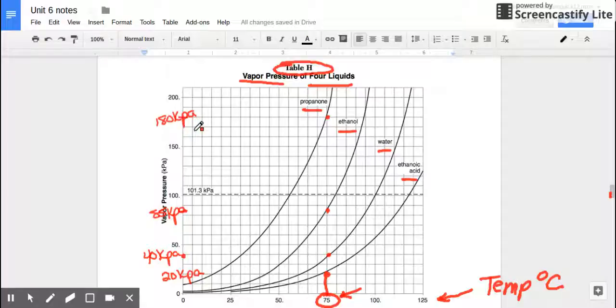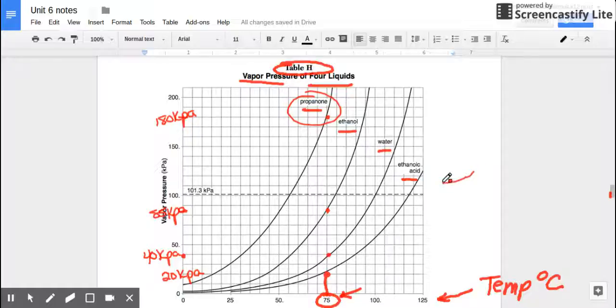So which one is going to evaporate the easiest? Propanone, because it has the highest vapor pressure. The more vapor pressure you have, the more molecules you have in that space above the water. The other thing that they will ask you is which one of these four substances has the strongest intermolecular forces of attraction? Well, keep in mind that if you have strong intermolecular forces of attraction, your vapor pressure is going to be low, because you're holding onto the molecules very tightly.